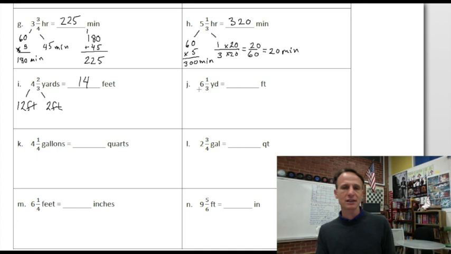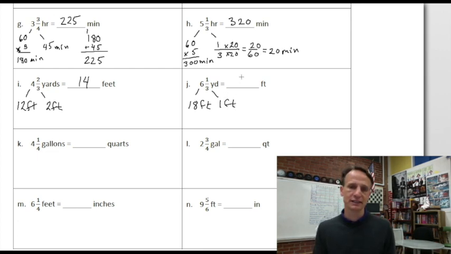All right, so now here, 6 yards is how many feet? So 6 times 3. 6 yards times 3 feet in a yard, 18 feet. And now 1/3 of a yard is 1 out of the 3 feet in a yard. So it's 1 foot. There we go. And so 18 feet plus 1 foot is 19 feet.